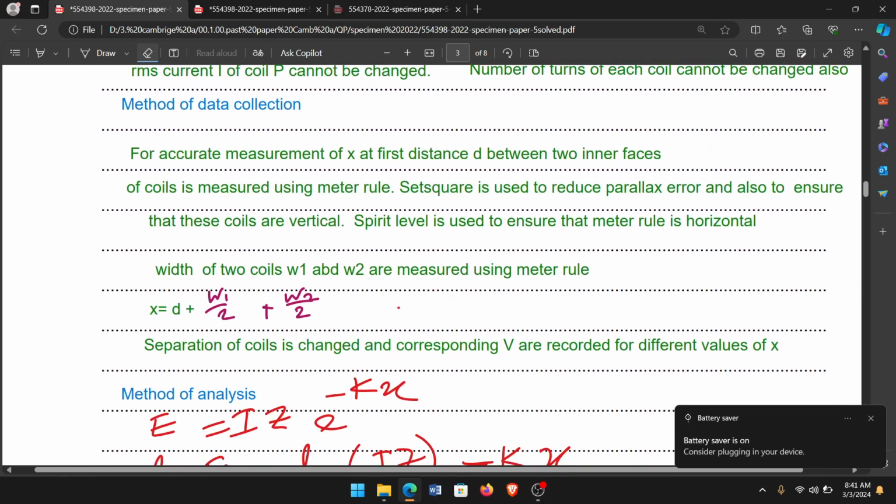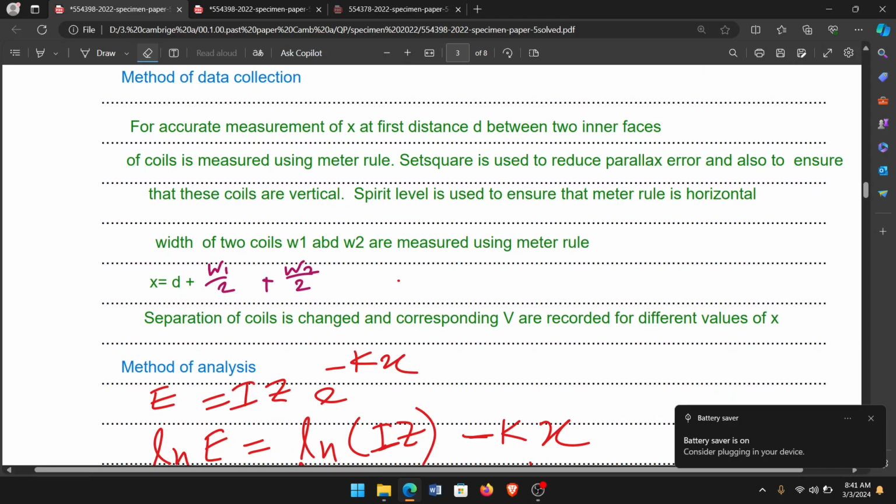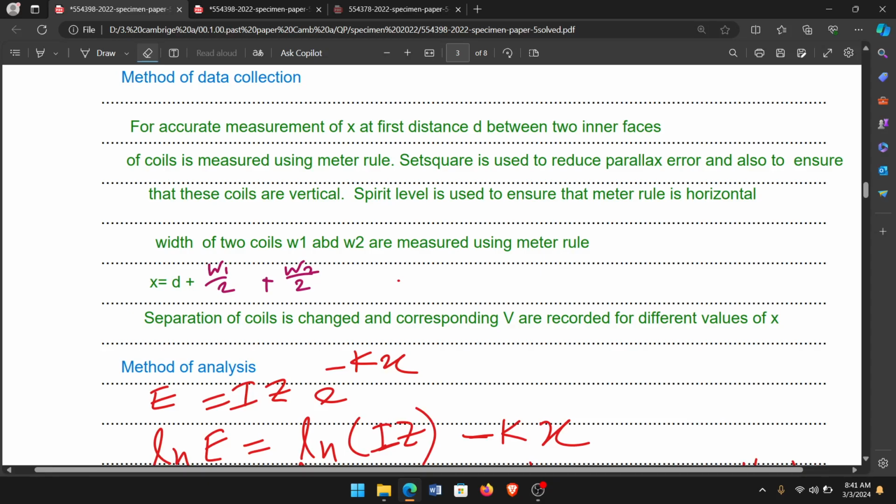For accurate measurement of x, first the distance d between two inner surfaces of the coils is measured using a meter rule. A set square is used to reduce parallax and also ensure that the coils are vertical.